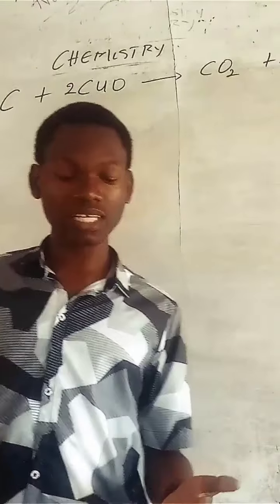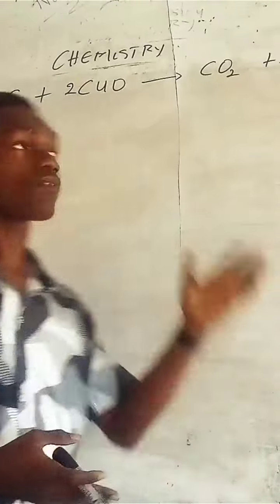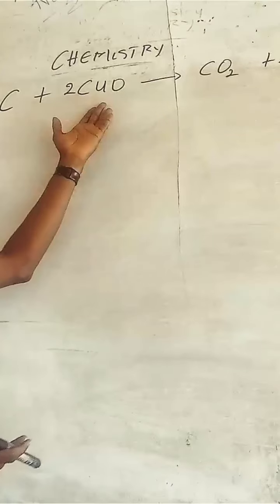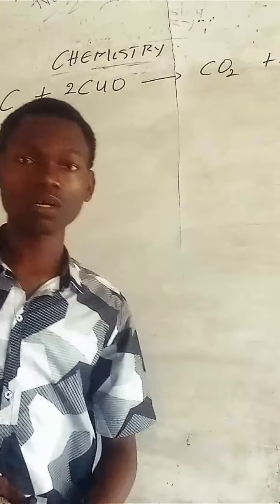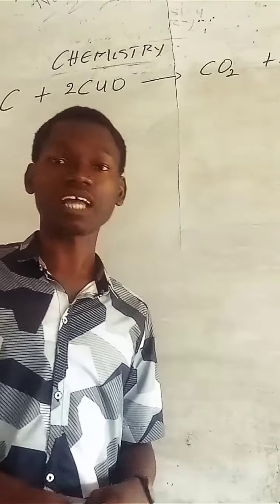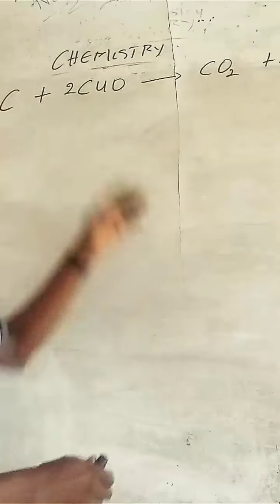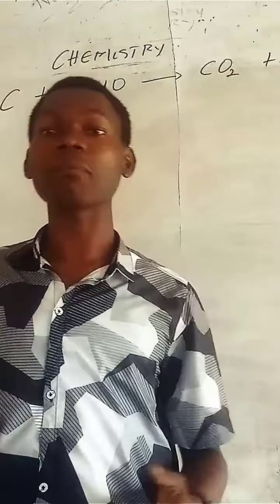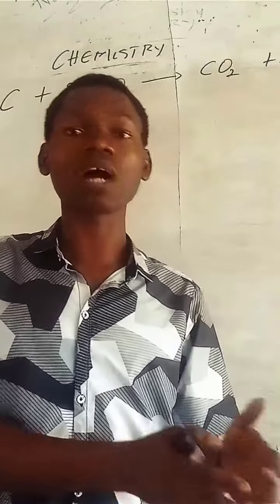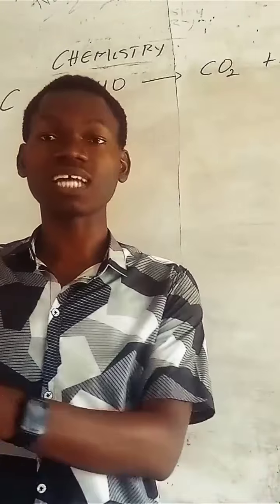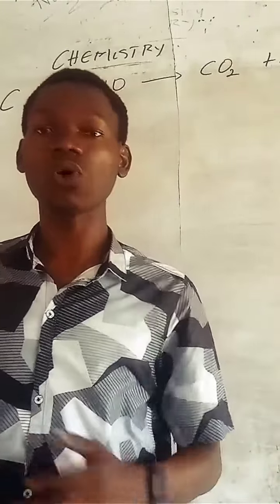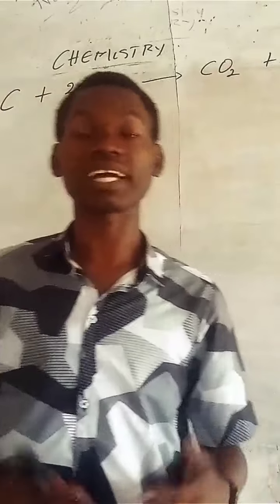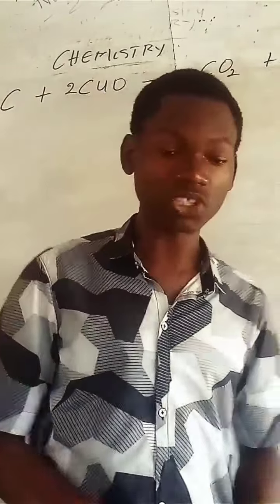We are asked to calculate the mass of carbon that we need to react with 15.9 gram of copper oxide. So this relationship is a mass relationship: mass of carbon reacting with a certain mass of copper 2 oxide. So let's quickly relate that. Like I said, it's a mass relationship.